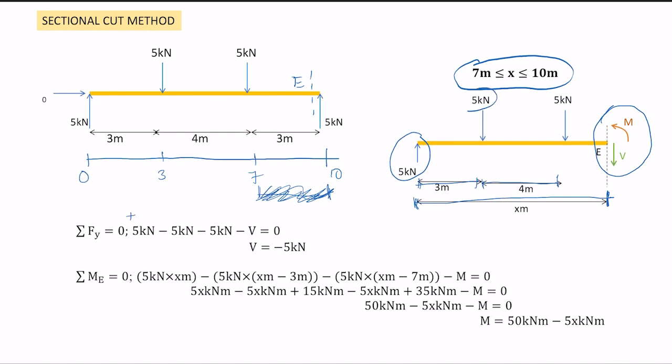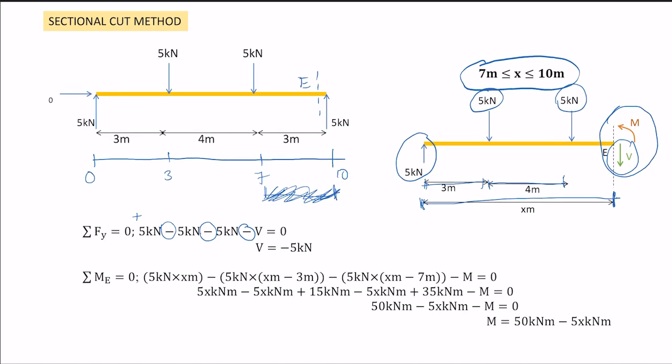You have 5 kilonewton force going down, negative. And one reaction, which is the shear force V, arah bawah, negatif, sama dengan kosong. Then we get the value of V adalah sama dengan negatif 5.